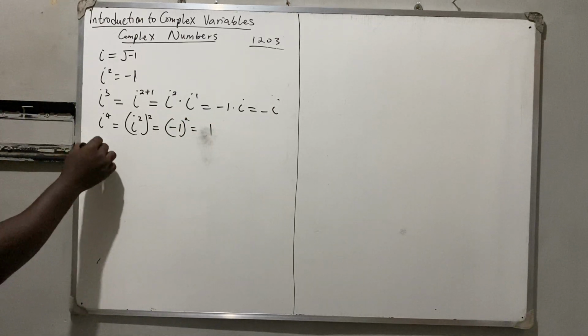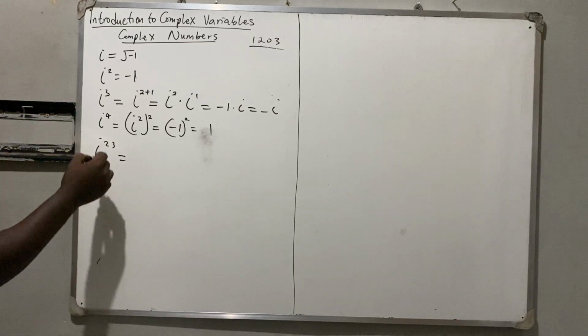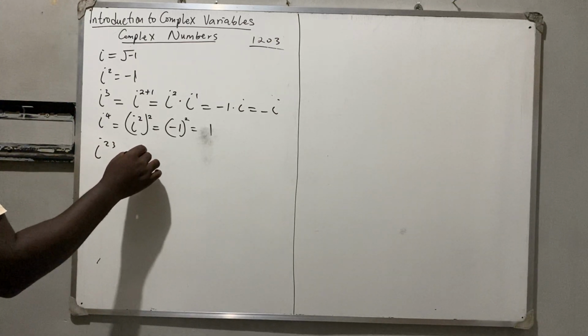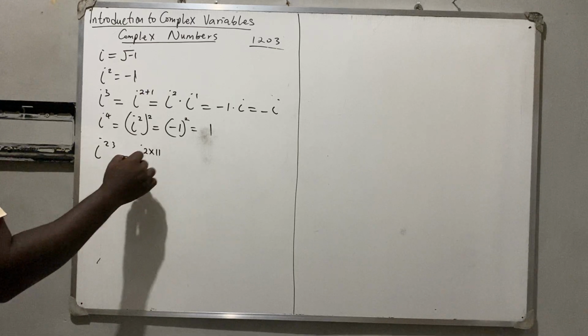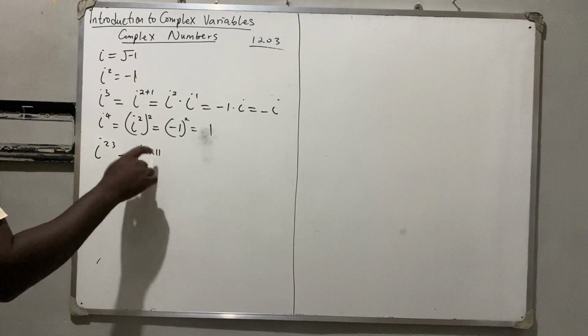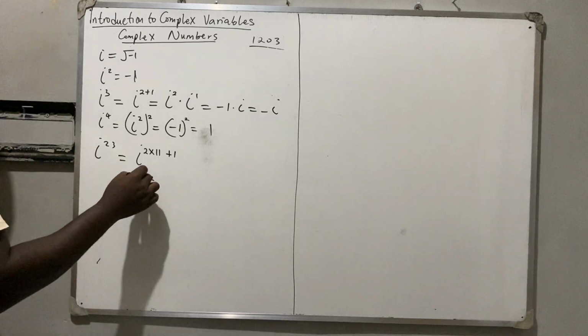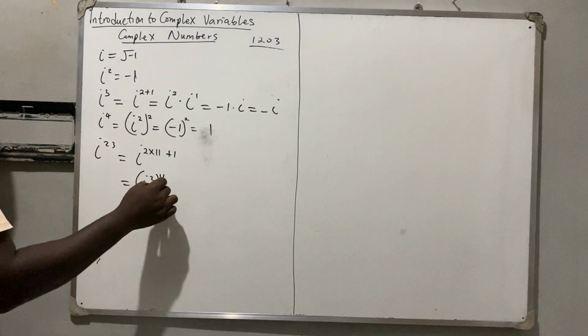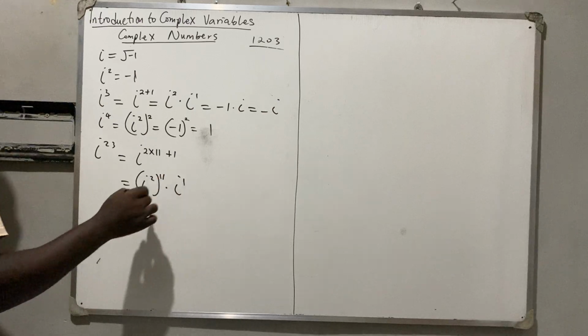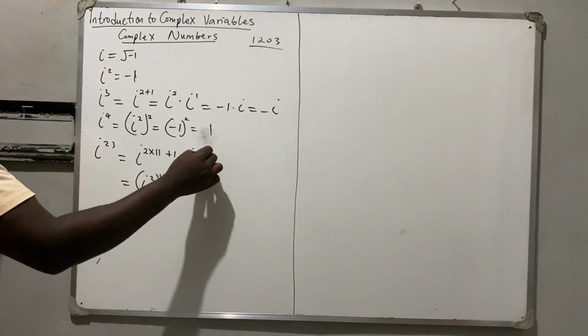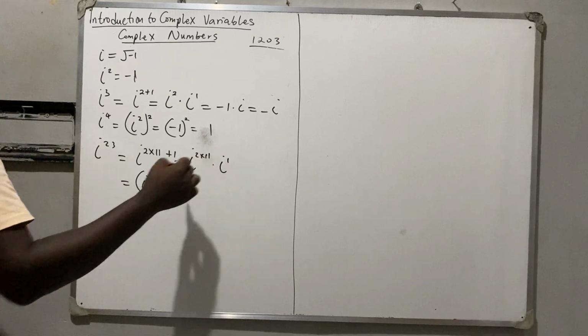So what about i raised to power 23? i raised to power 23 is something as what? i raised to the power 2 times 11. I know that 2 times 11 is 22, right? Then plus 1. So which will give you what? i squared raised to the power 11 multiplied by i raised to the power 1. If you separate it according to indices, it will be i raised to the power that 2 times 11 multiplied by that i raised to the power 1.